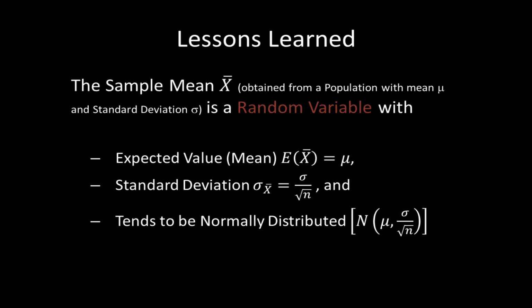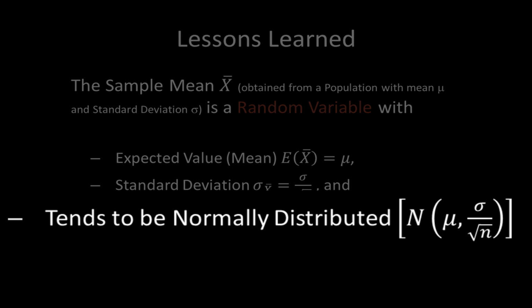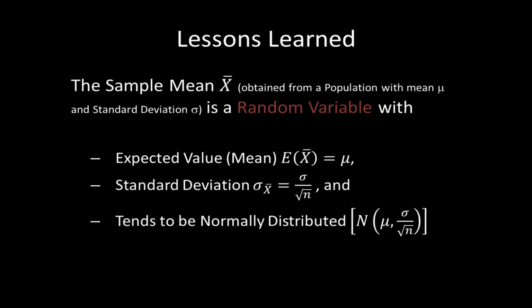And finally, it looks like the sample mean distribution is a normal distribution, at least usually, with parameters mu and sigma over the square root of n. In a later tutorial, we will see the crucial role the sample size plays in the last observation.